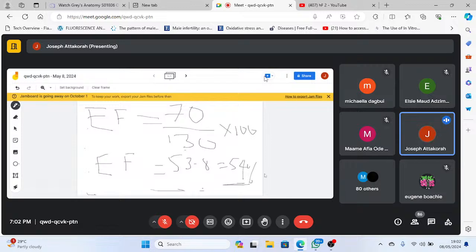So 54 and above. But I will say that for a healthy individual, listen to me, your ejection fraction should be above 50%, because the stroke volume is 70, which is above 50%. But when you do the calculation, it's 54. So you say that for a healthy individual, it should be 54 and above. Please, is it clear?